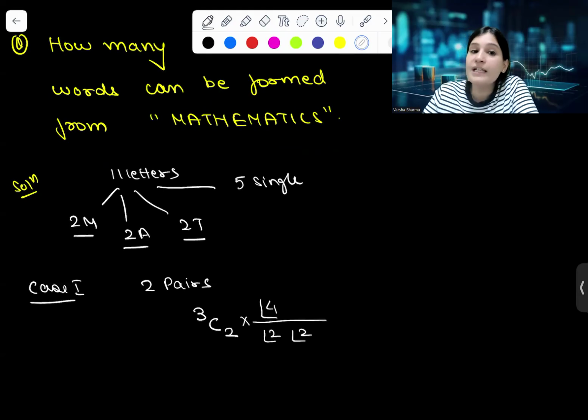So my case one is, supposing, I have 2 pairs. So I can either have 2M, 2A, or 2A, 2T, or 2M, 2T. So there are 3 possibilities, or 3C2. Out of 3 pairs, pair of M, pair of A, pair of T, I want to select any 2 pairs. So out of 3 pairs, choosing 2 pairs. As soon as I selected 2 pairs, whether they are 2A, 2T or anyone else, I got 4 letters. Now I can arrange them to form a word. So factorial 4, but since there are repetitions, I need to divide it by factorial 2 twice. Is it understood? Yes, ma'am.